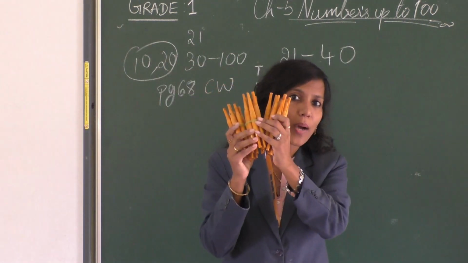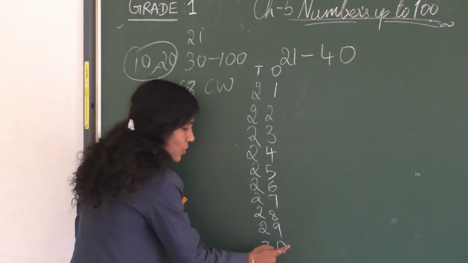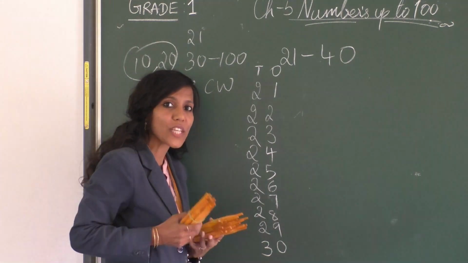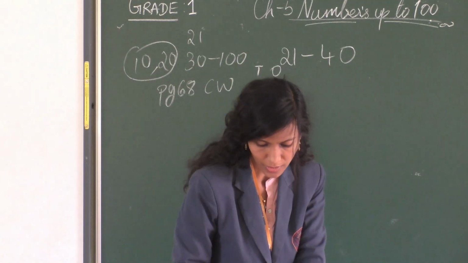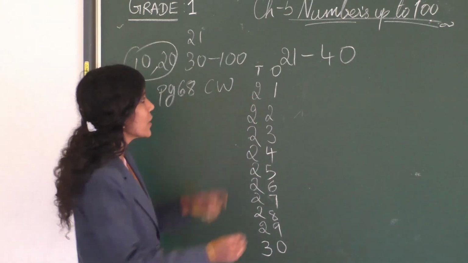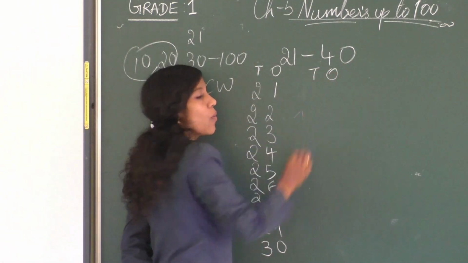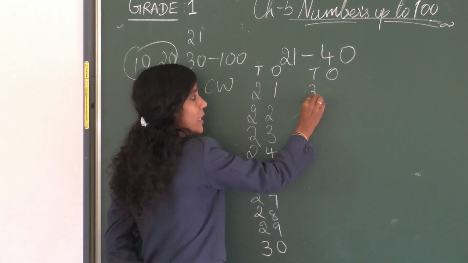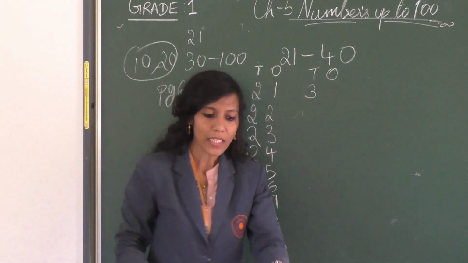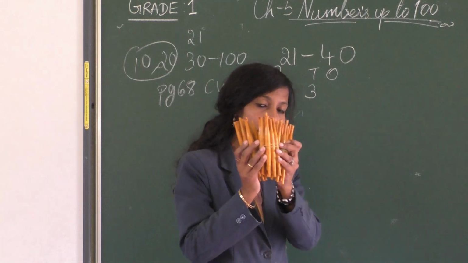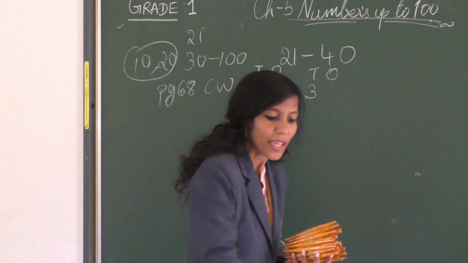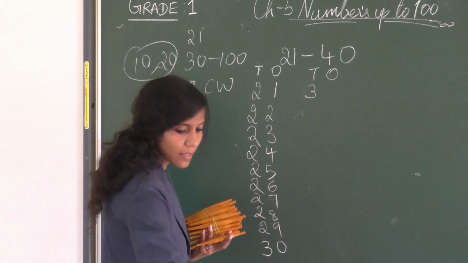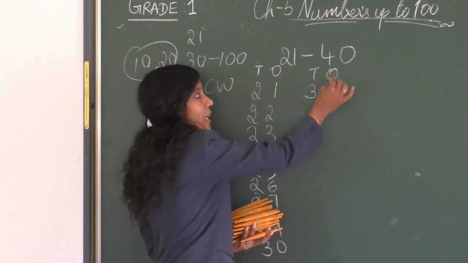So we have one bundle of 10, two bundles of tens, 3 bundles. Can you see any single ones? No, we don't have any single ones. So in that position we put 0 and the tens position we change to 30. Similarly we continue here, tens, ones. Here 3 will continue in the tens position because we have 3 bundles of tens. Next we take one more stick, 3 bundles of 10, one more stick. So under tens we write 3, under ones we write 1.